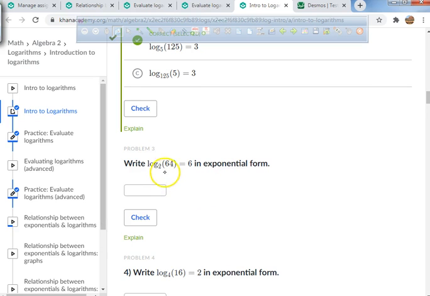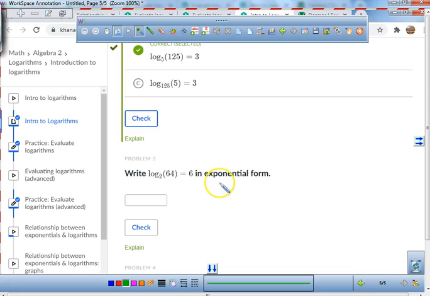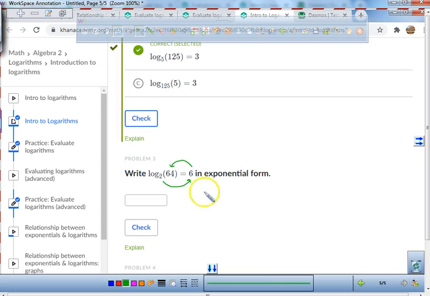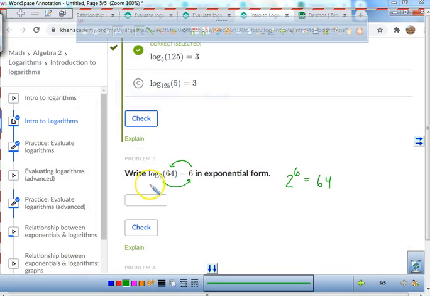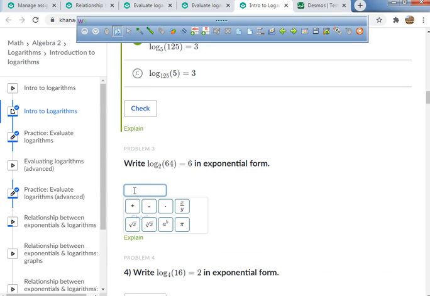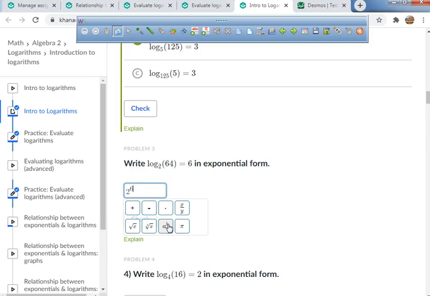Ooh, we have to write something now. In what form? Exponential. So how would I write this in exponential form? How would I write that? 2 to the power of what? 6 is equal to 64. All right? Let me make sure I close that. Don't need that. All right. So right here, I'm going to type in 2. I'm going to raise it to the power of 6, and I'm going to set it equal to 64.